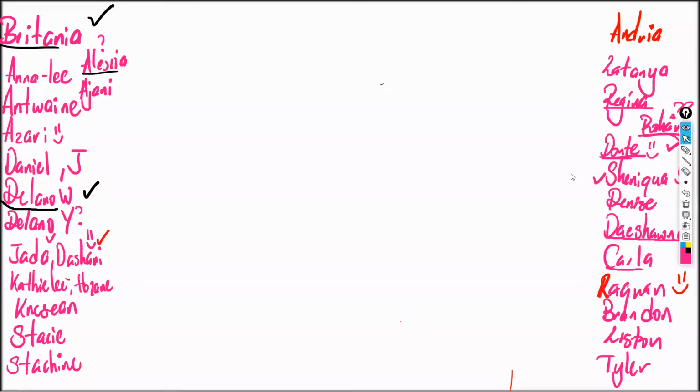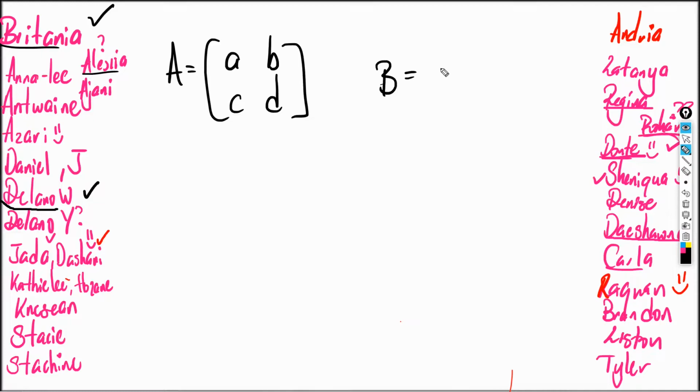Let me show you how to multiply matrices. So let's put it in black. If you have A equal to [A, B, C, D], and you have B equal to [E, F, G, H]. How do we multiply matrices, guys?